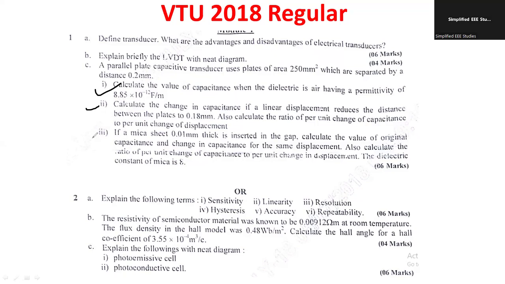Similarly, we'll be considering the third condition: if a mica sheet of 0.01 thickness is inserted in the gap, calculate the value of the original capacitance and the change in capacitance for the same displacement. Also calculate the ratio of per unit change in capacitance to per unit change in displacement, delta C by delta D, again for the new condition. Then the dielectric constant of mica is provided, that is 8. So very simple. Let's get started. I'll be showing you the solution.